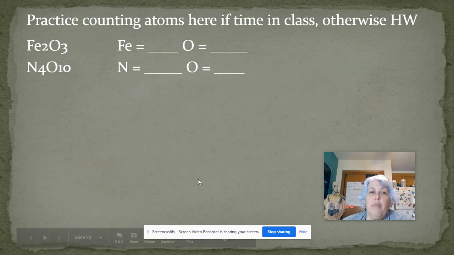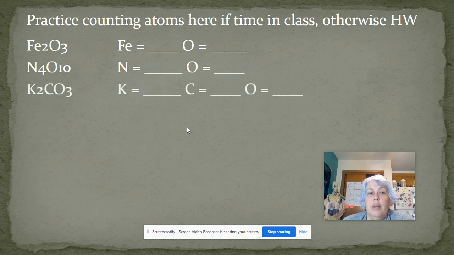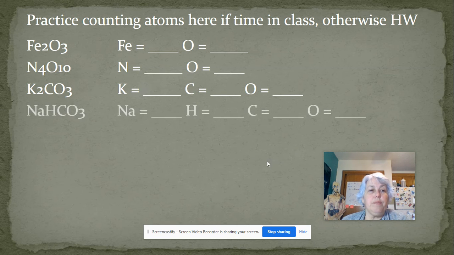Okay, so pause me right now and figure out how many nitrogens and how many oxygens. So we've got subscripts, no coefficients, so it's 4 nitrogen and 10 oxygen. Now, careful, we've got 3 elements here. So pause me and figure out how many of each. So we've got 2 potassium, that's K. How many carbons? There's 1, so it's just 1 carbon. And how many oxygens? We've got 3.